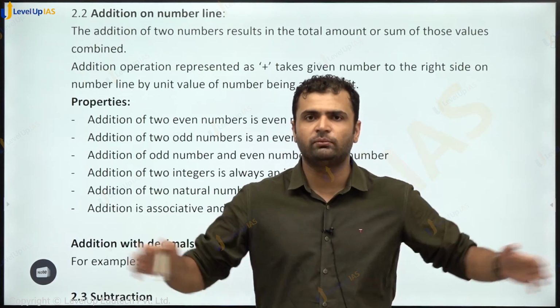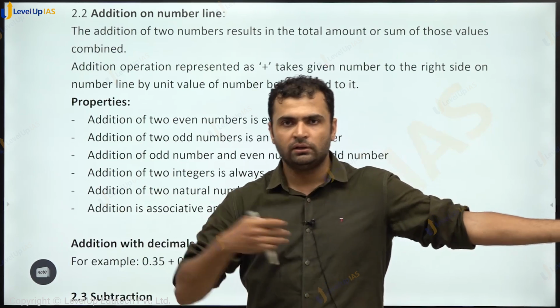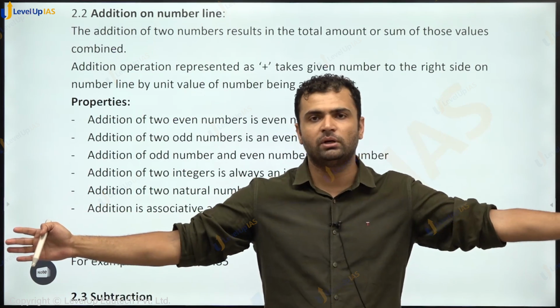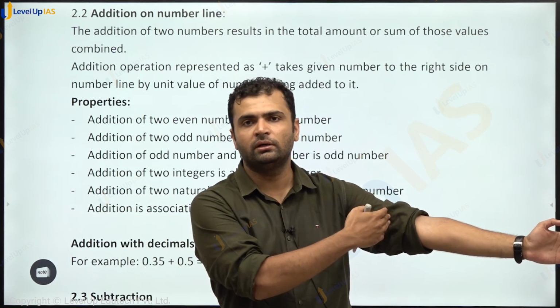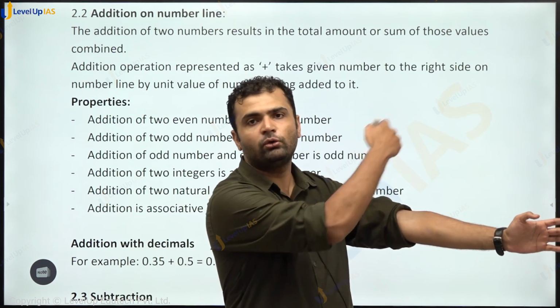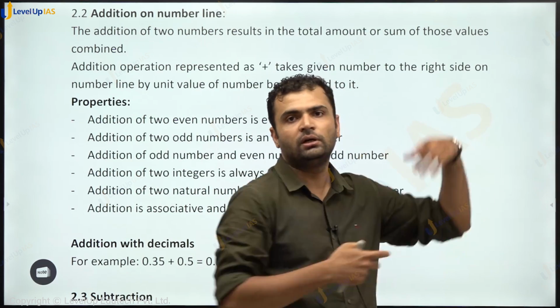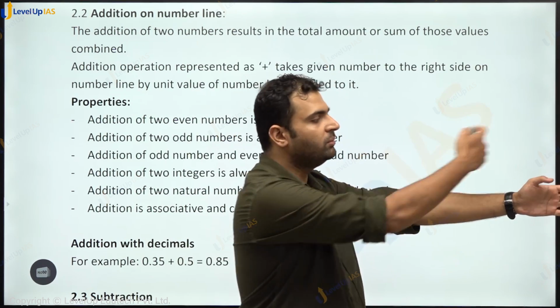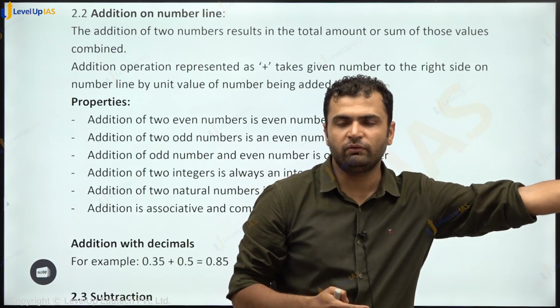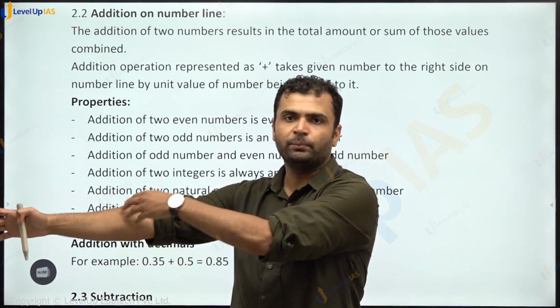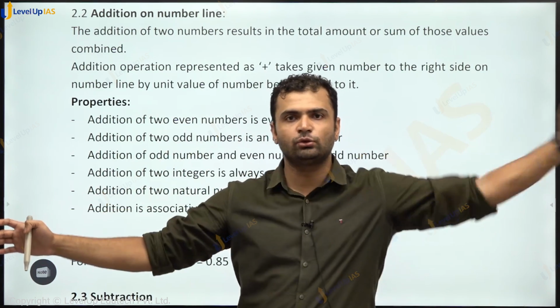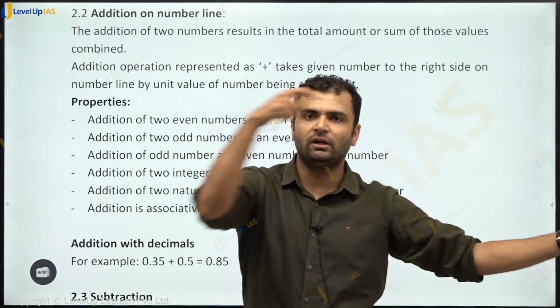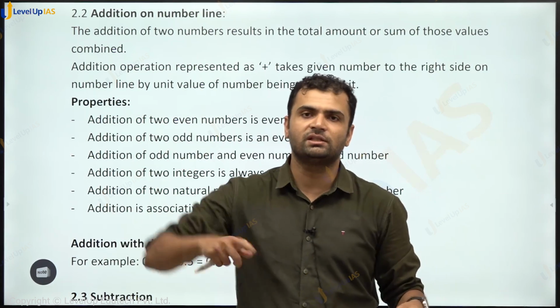If you look at it on a number line, this is 0, this is the negative side, this is the positive side. Addition means wherever you are at, let us say I'm at 1 and 1 plus 3, then I have to go 3 places to the right. So 1 plus 3 would be 4. If I am at minus 5 plus 7, then I'll have to go 7 places to the right again. Basically, addition is about going to the right, subtraction is about going to the left.